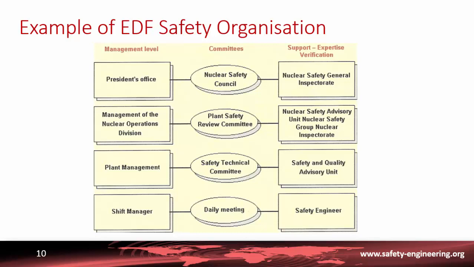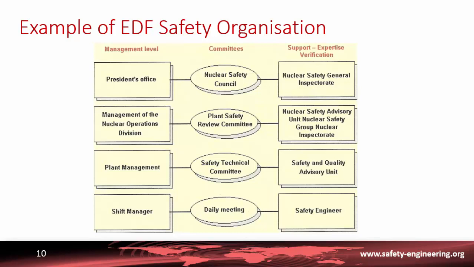But not only is there this outside support, there is a need to discuss safety issues, because safety is not always black and white. So there is a need for debate. So there is a need to organize, at each level, this discussion between the persons in charge and responsible for safety, and this support and advisory structure. This is done at the plant level, where the safety engineer and the shift manager meet every day to discuss the actual situation and the safety of the plant.